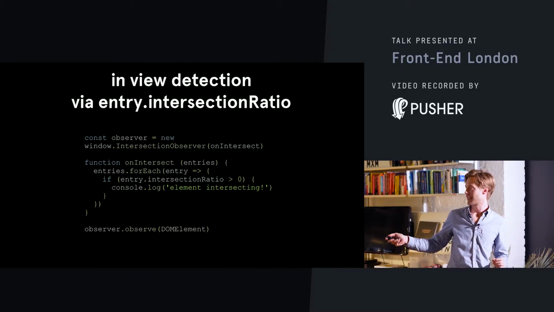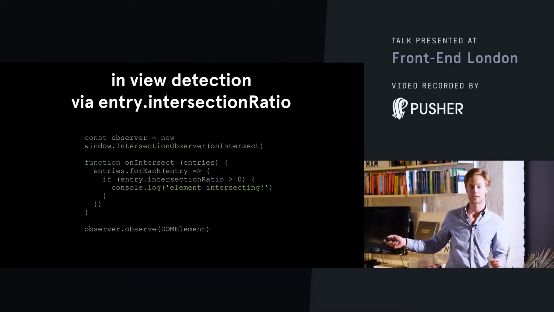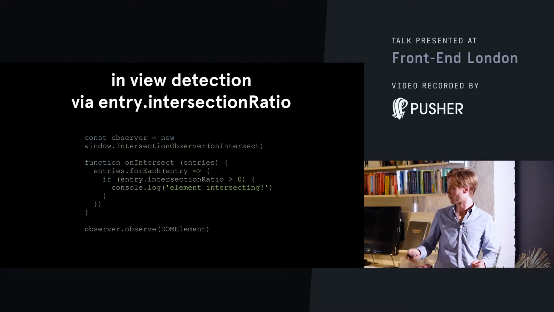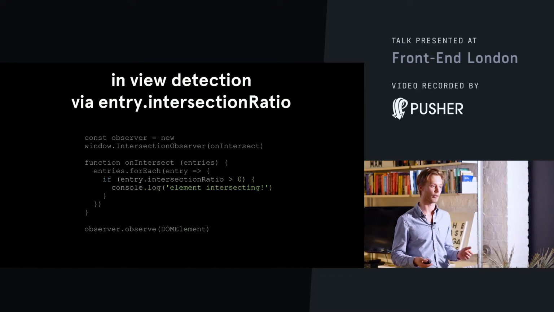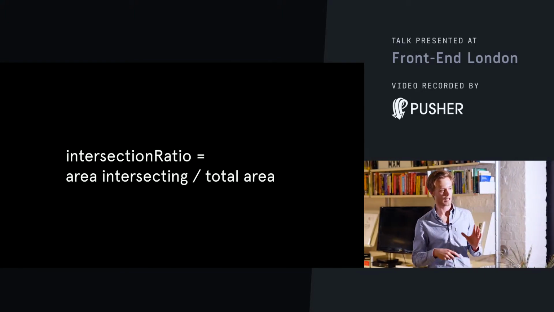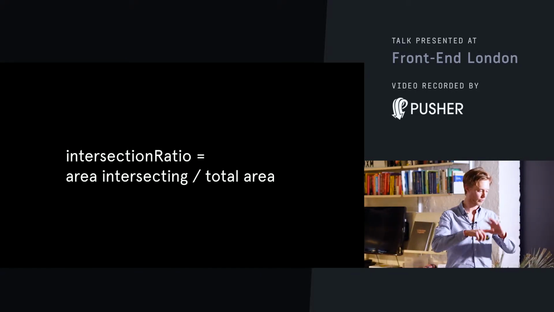But instead of checking isIntersecting, I'm checking entry.intersectionRatio and checking that it's greater than 0. I have one more slide on this. What does the intersection ratio correspond to? Intersection ratio is basically the area that's intersecting out of the total area that we're viewing or monitoring.